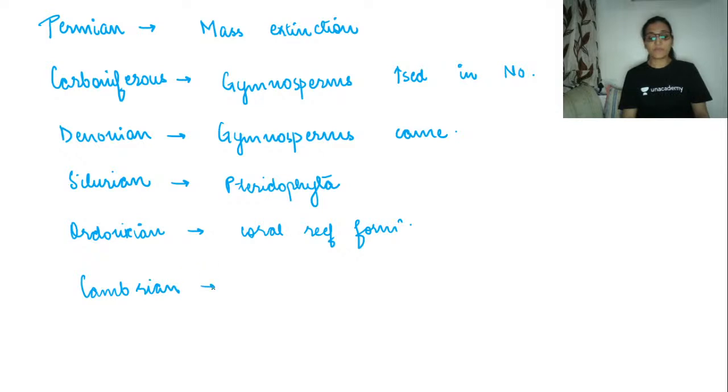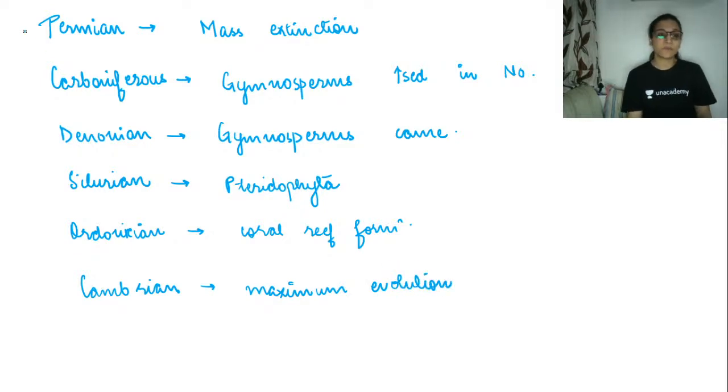So maximum evolution occurred in this era, in this time duration. Maximum evolution occurred during this time. So: Permian, Carboniferous, Devonian, Silurian, Ordovician and Cambrian.